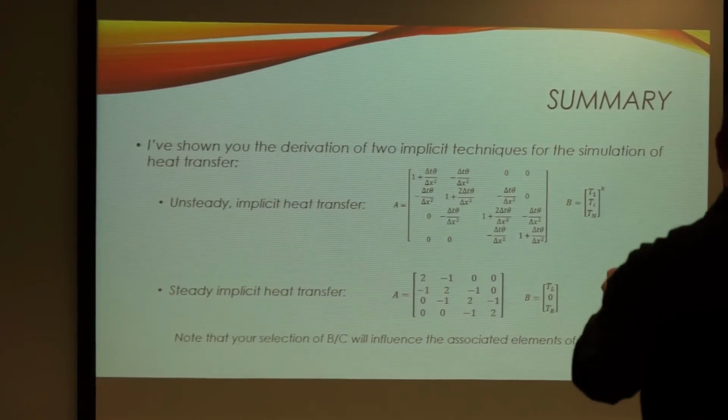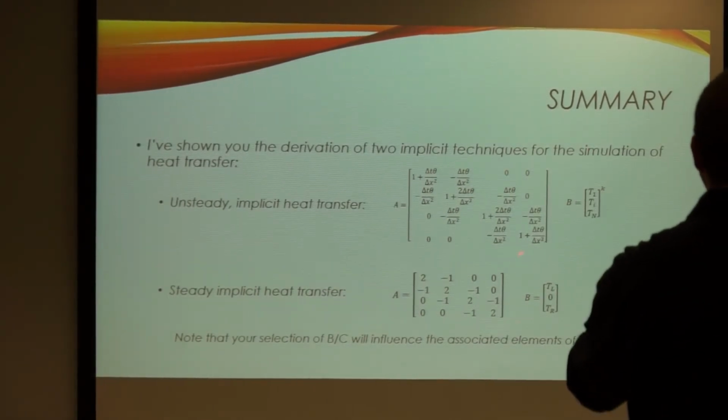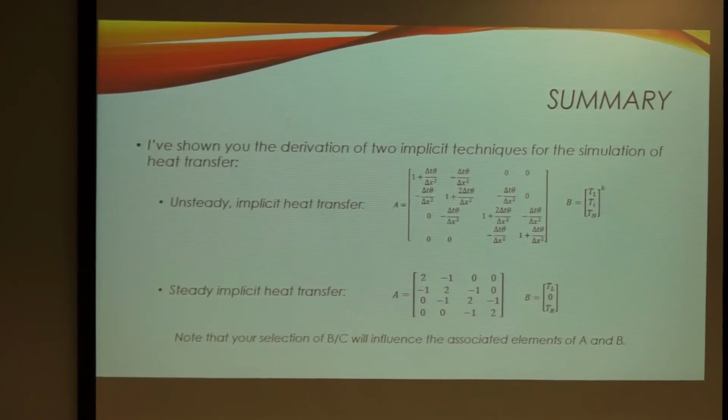B is the old temperature vector. Here, B is your external boundary conditions, the temperatures at your outer bounds. You should remember your selection of boundary conditions will influence the associated elements of A. So if you have a steady heat transfer and you want one boundary to be a Neumann boundary, which is fine, you need to change this to a 1 and remove the associated b term, make it 0. Then you'll get the right answer.